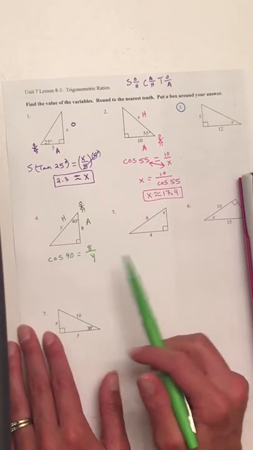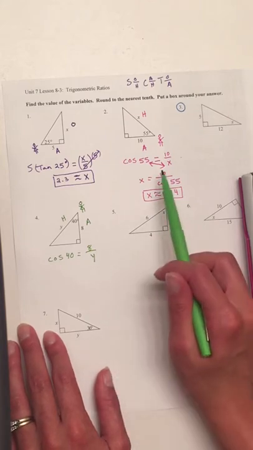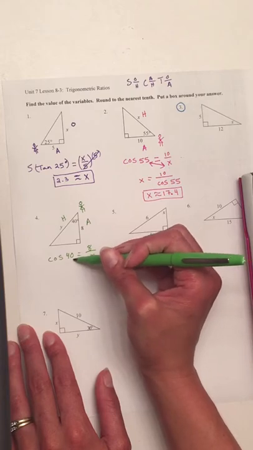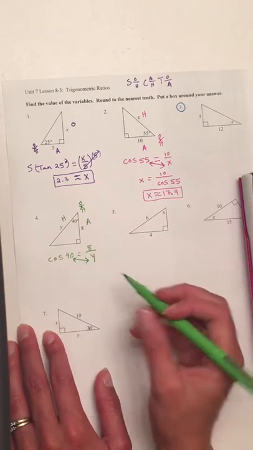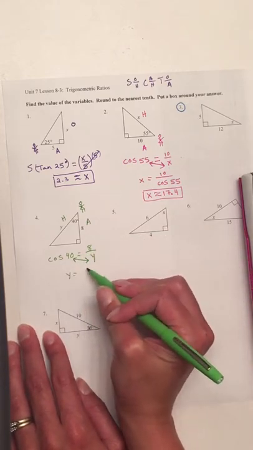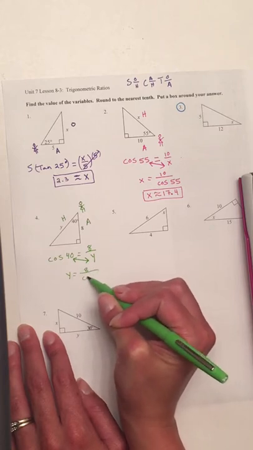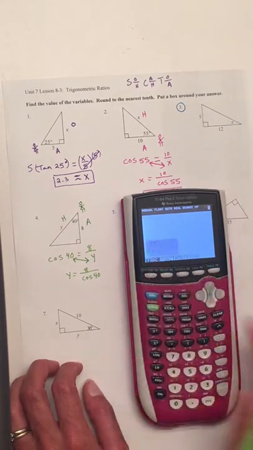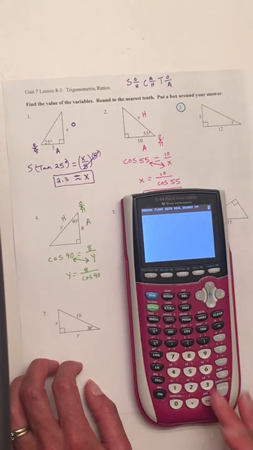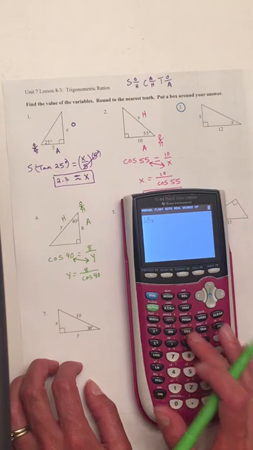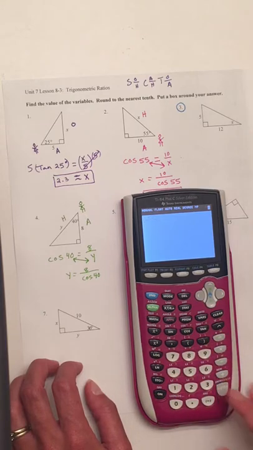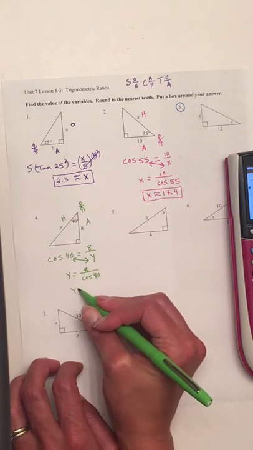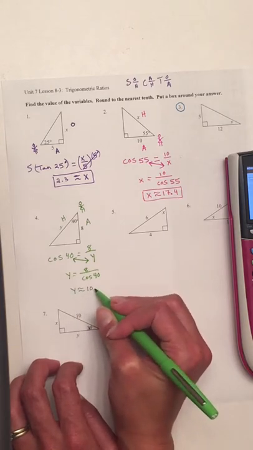Okay? Again, I have that variable in the denominator, so just like number 2, those are going to swap places. So to solve for y, we're going to swap places. My y is going to go on the left, and now I'm going to have cosine of 40 on the bottom. And again, I do alpha y equals to get my fraction, and I'm going to type in 8 over cosine of 40, and we get about 10.4. So y, or my hypotenuse for this triangle, is approximately 10.4.